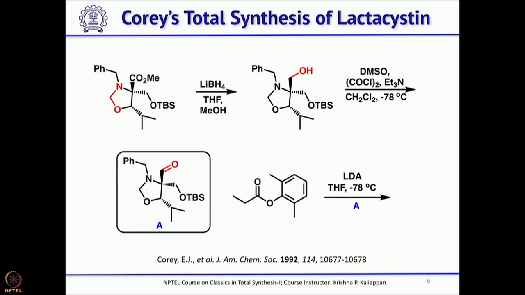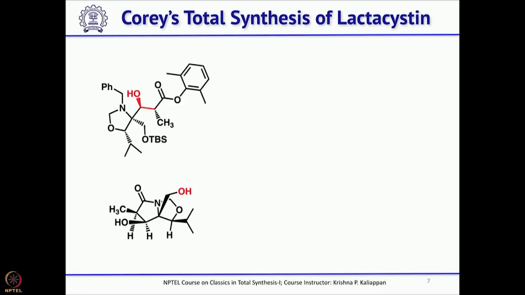Then you take 2,6-dimethylphenol, and then treat with propionic anhydride, you get the corresponding ester. That compound, upon treatment with LDA, you generate the anion, then quench with this aldehyde. Okay, it's an aldol reaction, basically an aldol reaction, and you get this aldol.